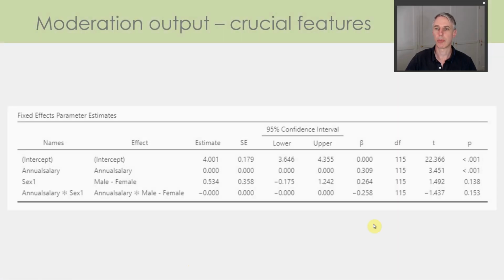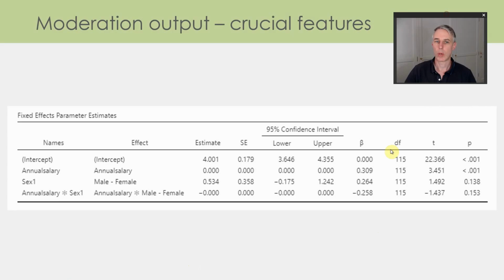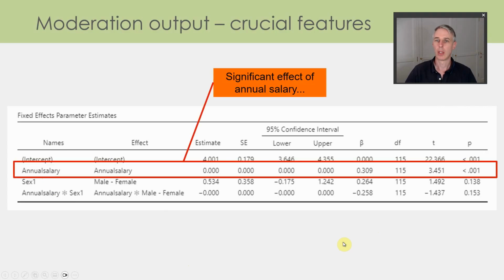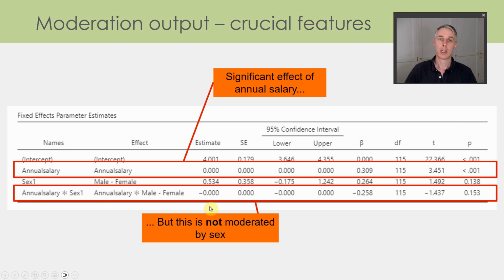So let's consider the output here. So we have, first of all, our main table of output. I'm looking at the regression style table here. So we've got a significant effect of salary. So the higher people's salary, the more committed to the organization they tend to be. But that is not in turn moderated by participant sex. So the interaction between salary and sex is not significant.